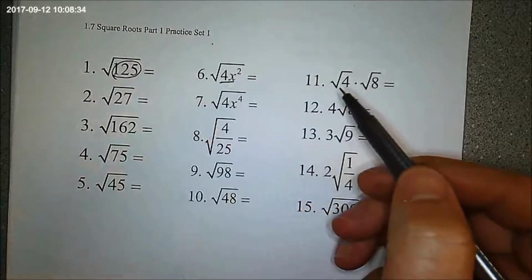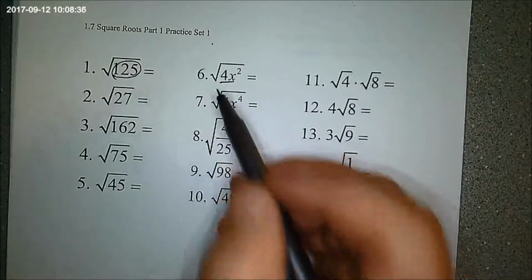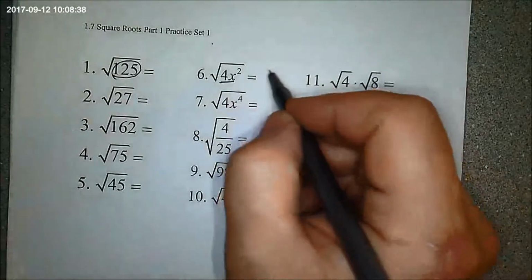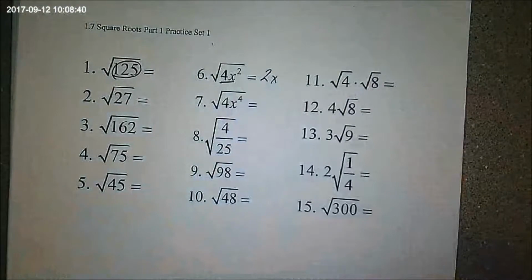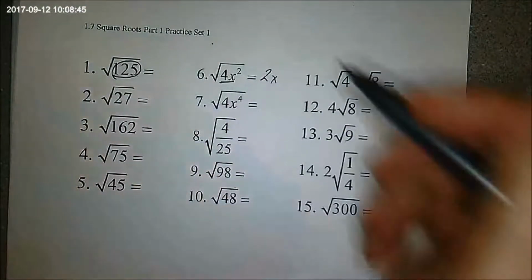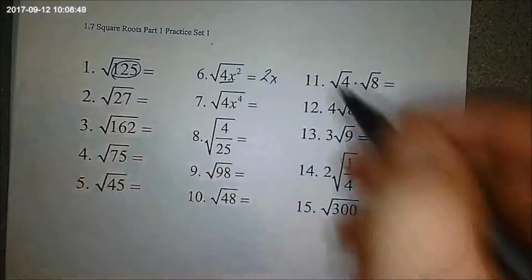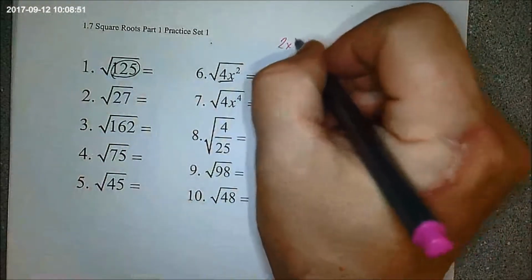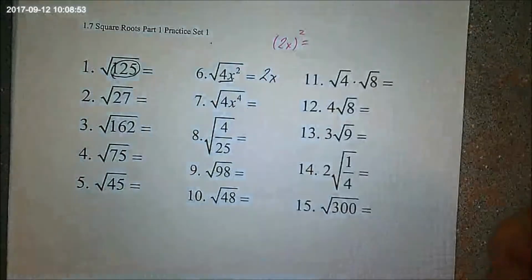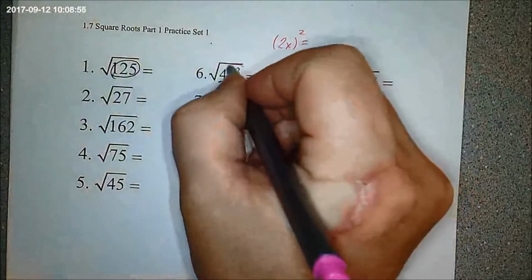Like this one, for example, that is a perfect square. What times itself is 4x squared? 2x, because x times x is x squared. Now wait, how would I know if that's right? How could I check that? You square it.